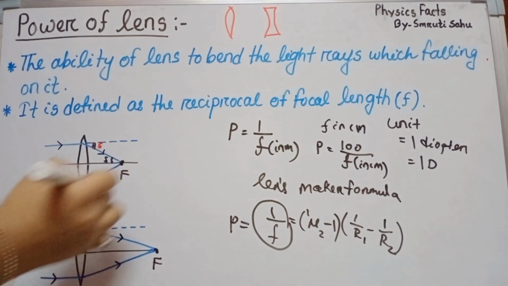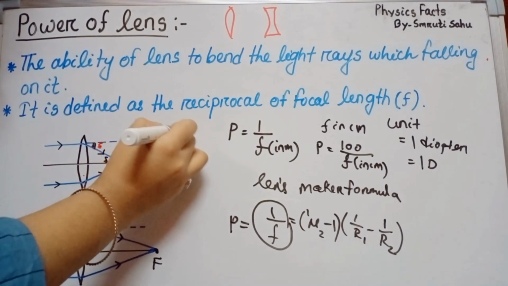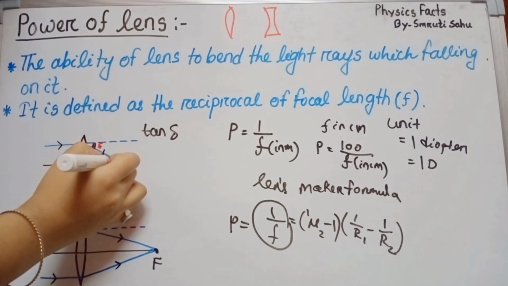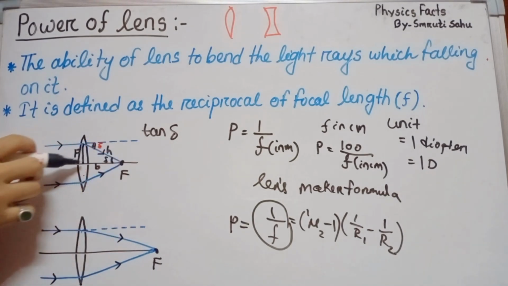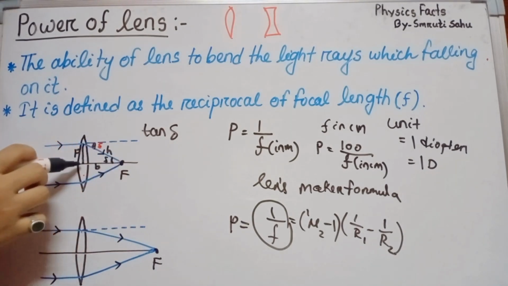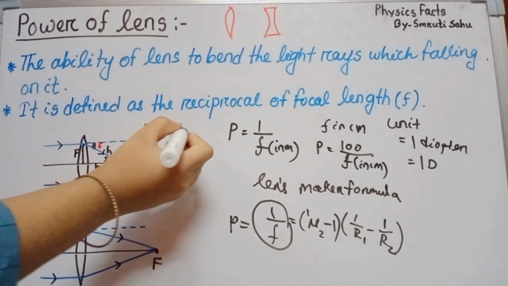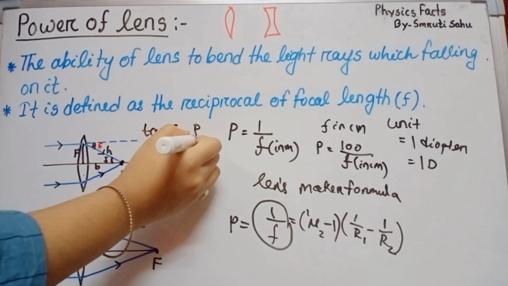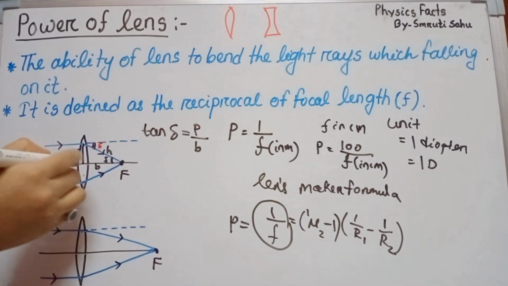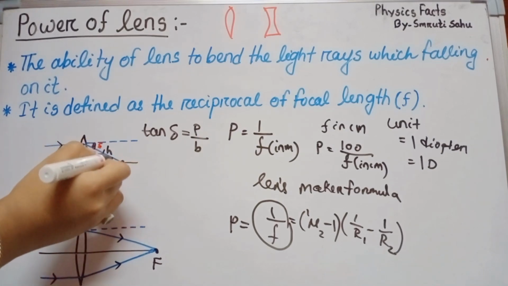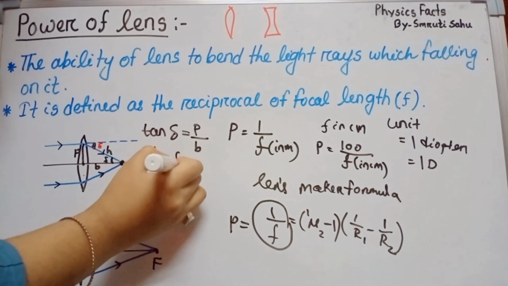So we take the tan value of this bending angle. As this one is delta, this one is delta, this length is B, this one is P, and this one is H. So what is tan delta? Tan delta equals P by B. So what is B? From optical center to focus, this is the focal length. That means B equals the focal length.